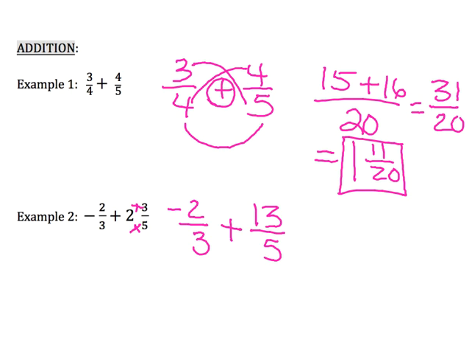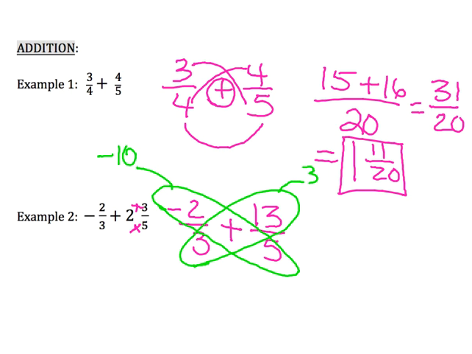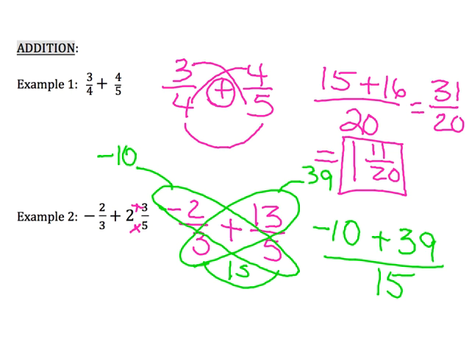So now it looks like any other fraction that we've been adding. And we are going to butterfly it. Make it a pretty green. Negative 2 times 5 is negative 10. 3 times 13 is 39. The body is 15. Okay? Now you have to go to the next step and create your equation. Negative 10 plus 39 over 15. Does everybody see where I got all those numbers?